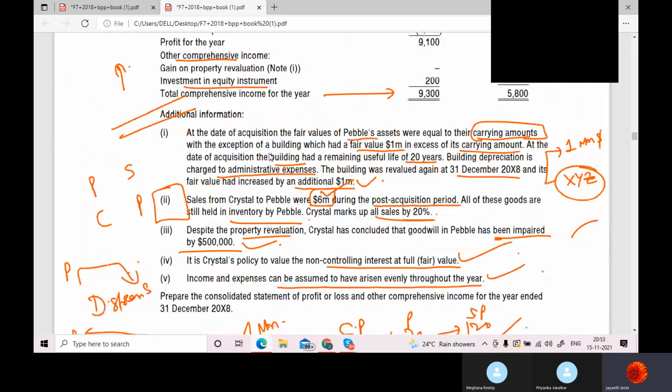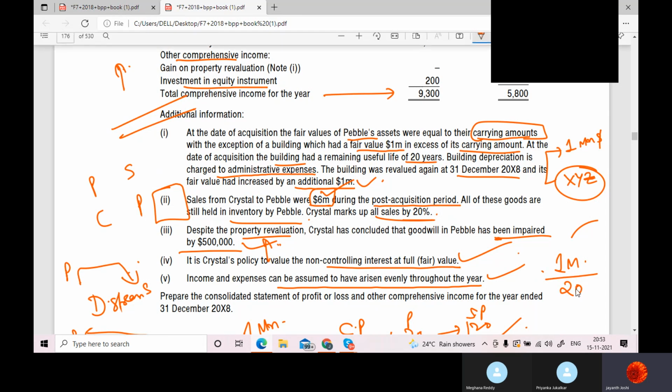Now let's take the depreciation part. In this entire question, the value of the asset is not given. But they said they have revalued. Where did they give that? Property revaluation. So the asset value has increased by how much? Please tell me. 1 million. If I take 20 year depreciation on this, can you tell me 1 million by 20 is how much?